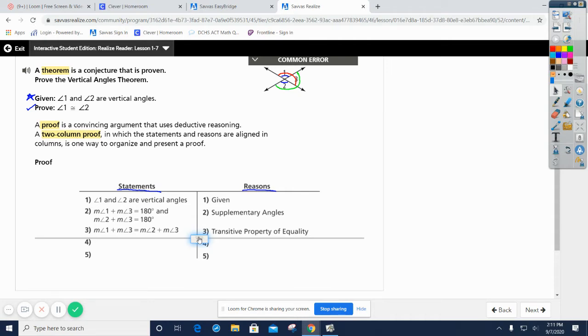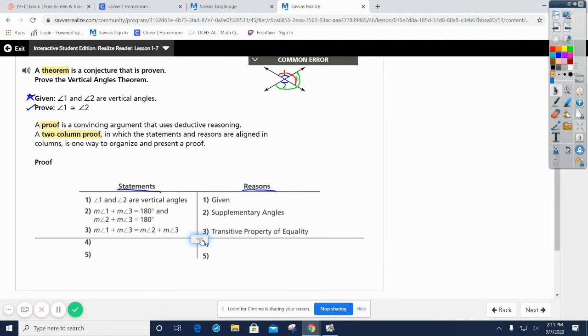And so here's what this is saying. If angle 1 plus angle 3 equals 180, and angle 2 plus angle 3 equals 180, then since both of those equal 180, they have to be equal to each other. So angle 1 plus angle 3 equals angle 2 plus angle 3. That's what the transitive property is. If A equals B and B equals C, then A equals C.